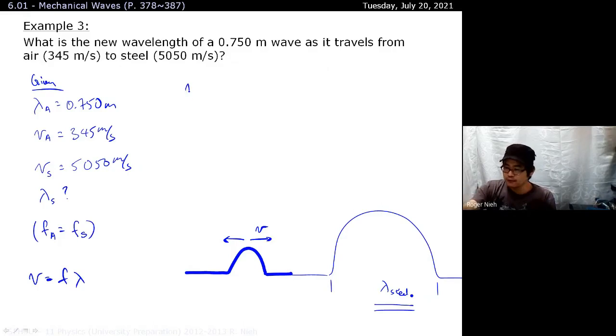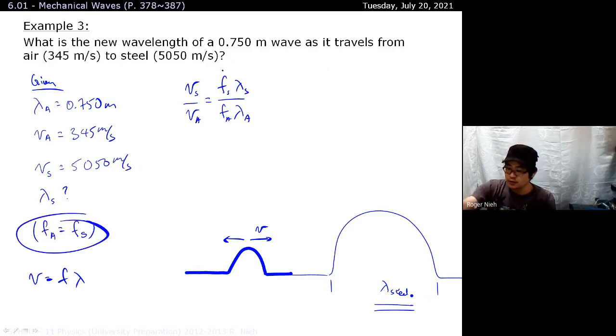We're going to take the formula, v equals f lambda, and divide the formula by itself. I kid you not. We're going to take the formula and divide it by itself. You could call it 2, 2, 2, 1, 1, 1 if you want to. In this case I'm just going to use the letters A and S: steel on top, and air down below. The frequency through air is the same as the frequency through steel, so those two divide each other out.